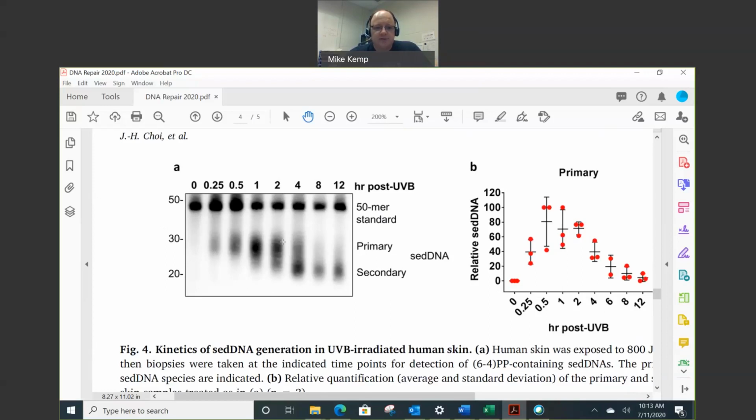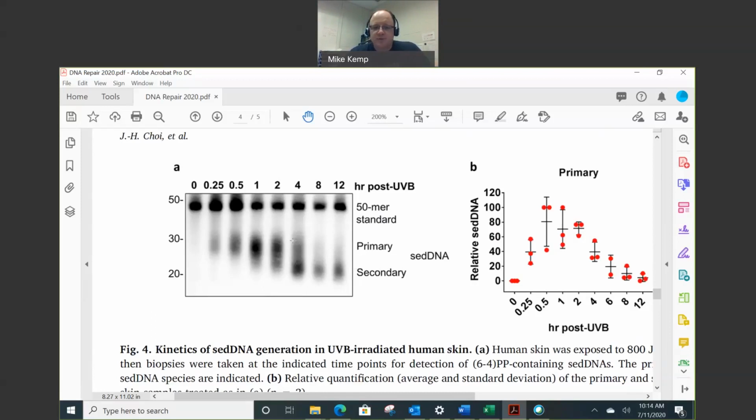Then at later time points, you start to see what we call the primary product, which is about 30 nucleotides in size. Sequencing and other analyses suggested the peak was really about 26 to 27 nucleotides in length, in terms of the length of the excised oligos. Again, at later time points, that seems to decrease, probably because all the 6-4 photoproducts have been removed from the genome. They're in these excised DNAs. And then what we see is the secondary product form. These are potentially partially degraded, so they may be trimmed either at the 5' or 3' end into a smaller product.